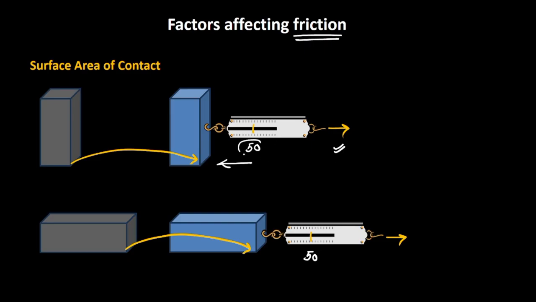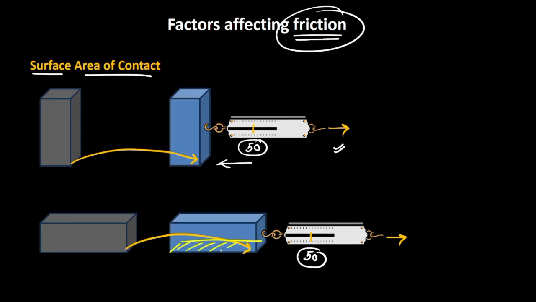Now as the reading in the spring balance is the same in both these situations, it tells us that the surface area of contact has no effect on the frictional force. But this is sort of contrary to what we were thinking initially, right? We were thinking that in the second position, since the surface area of contact is more, the irregularities would be more, and hence the interlocking would be more, and hence the friction force should be more. But as we just saw, friction is independent of the surface area of contact. So how do we explain that?